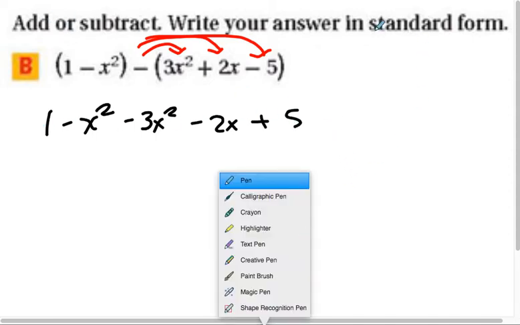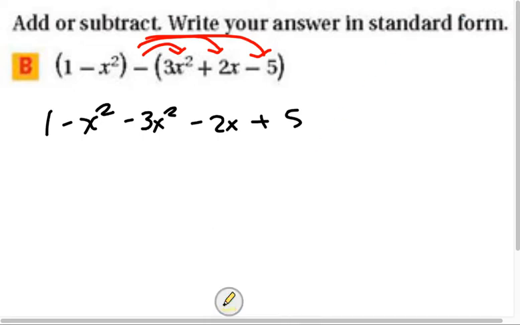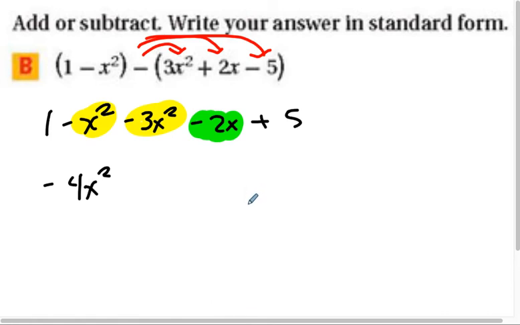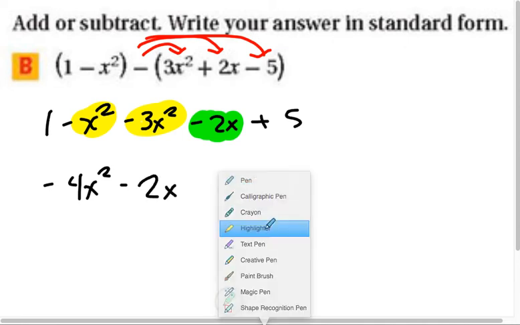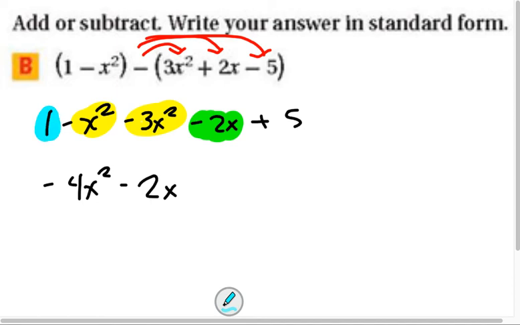So remember, in order for us to write in standard form, we need to go from highest degree to lowest degree. The highest degree that I see here is x squared. So I have a negative 1x squared here, and I have a negative 3x squared here. When combined, I'm going to end up having a negative 4x squared. Okay, and then I need to gather my x's. So negative 2x is by itself. There's no other x to the first power, so I'm just going to write it down, negative 2x. Okay, then the last ones that you have to combine are your constants.